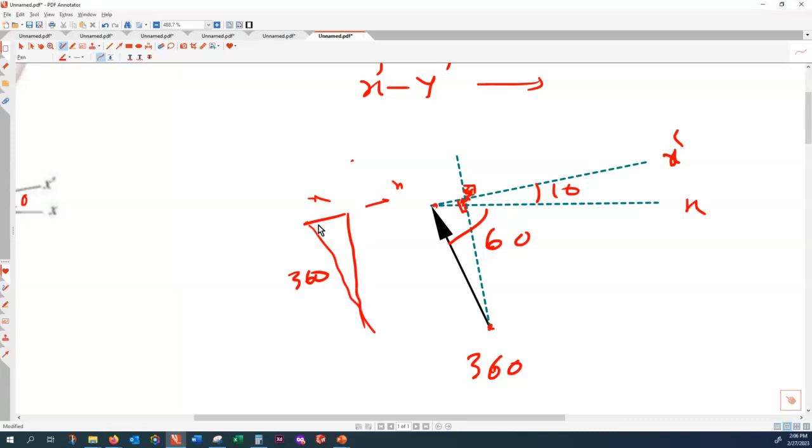And this angle is 60 plus 10, that is 70, right? So 360 multiplied by cos 70 is the projection over here. All good?